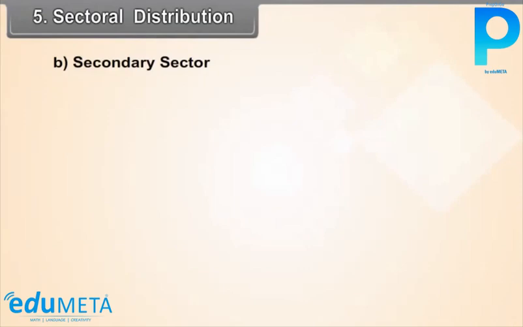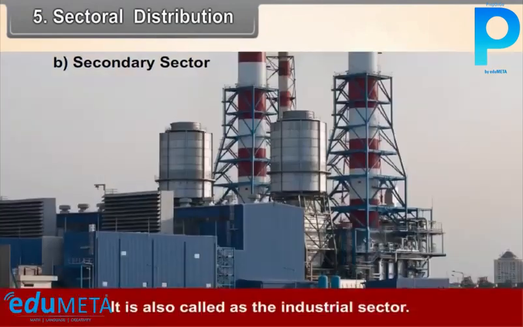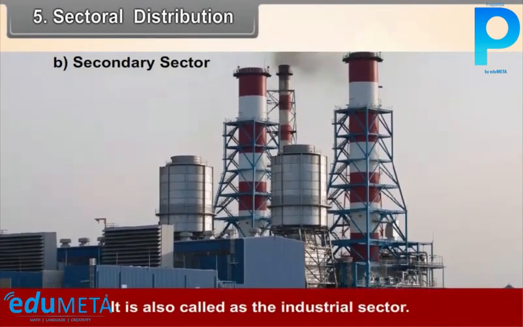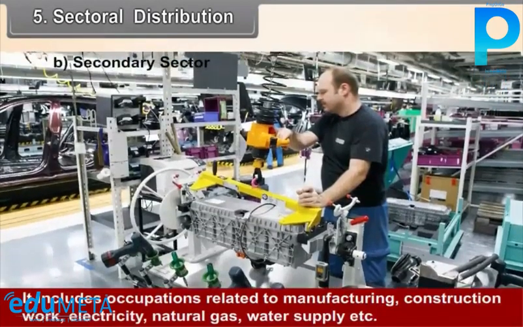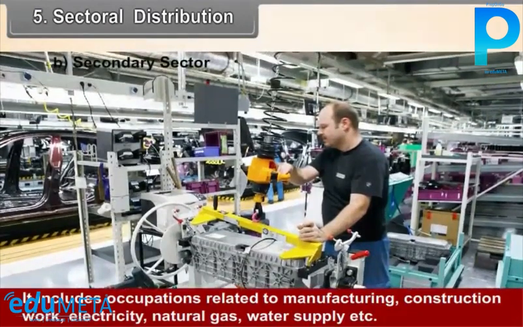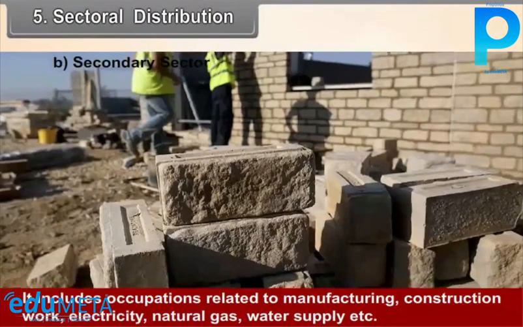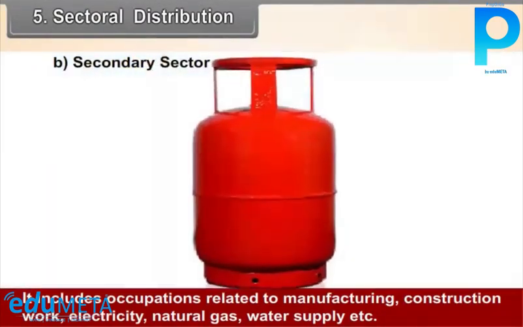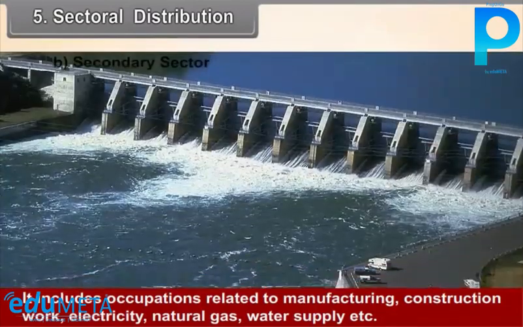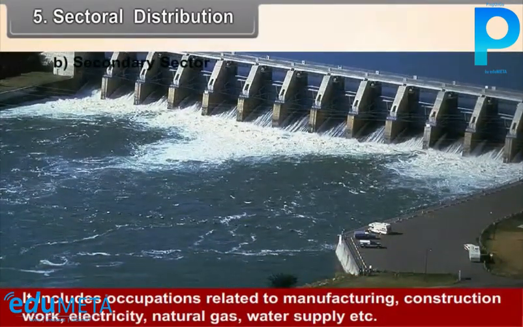B. Secondary sector. It is also called the industrial sector. It includes occupations related to manufacturing, construction work, electricity, natural gas, water supply, etc.